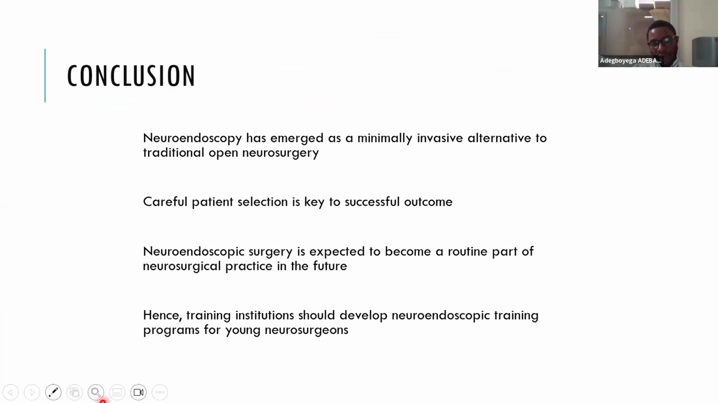Careful patient selection is key to success. Neuroendoscopic surgery is expected to become a routine part of neurosurgical practice in the future, and hence, training institutions should develop training programs for young neurosurgeons.